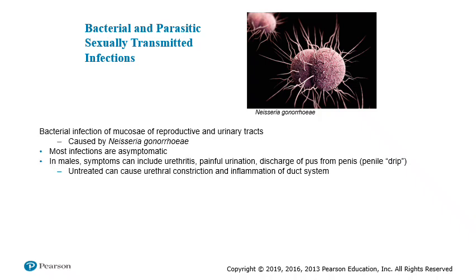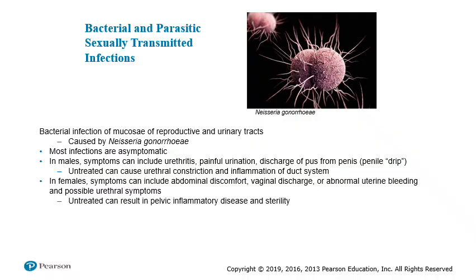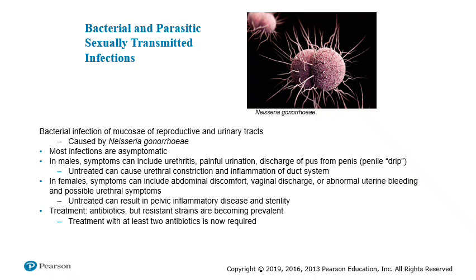In males, symptoms can include urethritis and painful urination, discharge of pus from the penis, and if left untreated can cause urethral constriction and inflammation of the duct system. In females, symptoms can include abdominal discomfort, vaginal discharge or abnormal uterine bleeding, and possible urethral symptoms. If left untreated, it can result in pelvic inflammatory disease and sterility.